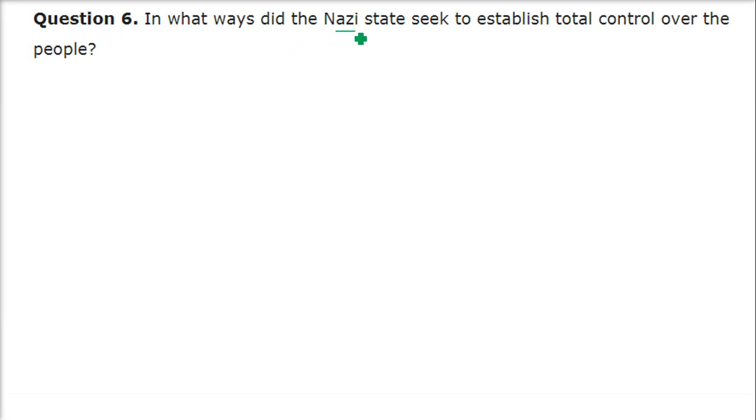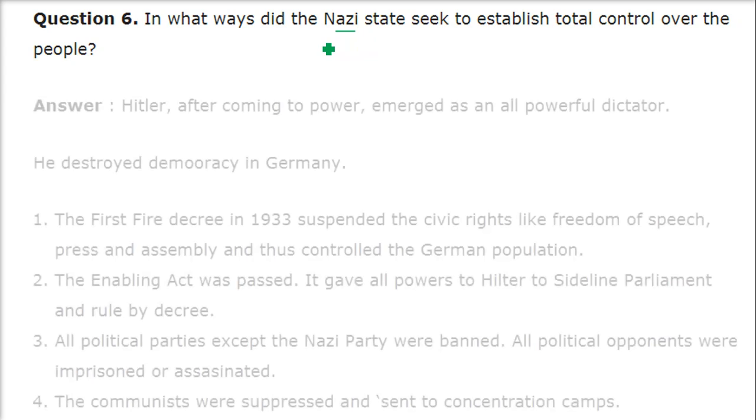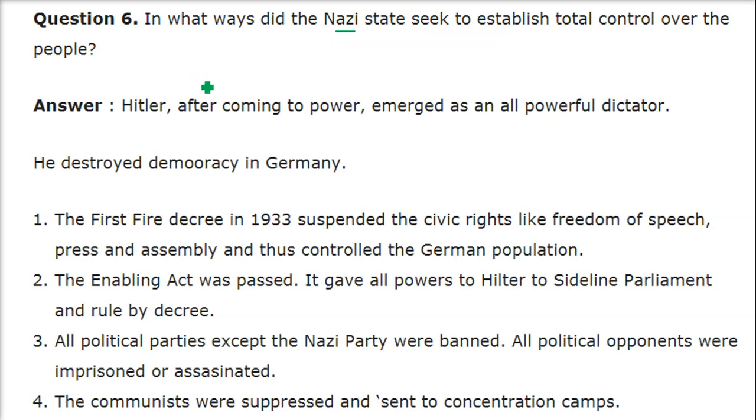In what ways did Nazi states seek to establish total control over the people? Hitler, when he came to power, emerged as a powerful dictator. He destroyed democracy in Germany. The first fire decree in 1933 suspended civic rights like freedom of speech, press, and assembly, and thus controlled the German population. The Enabling Act was passed. It gave all powers to Hitler to sideline the parliament and rule by decree.